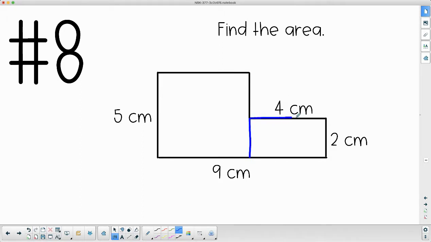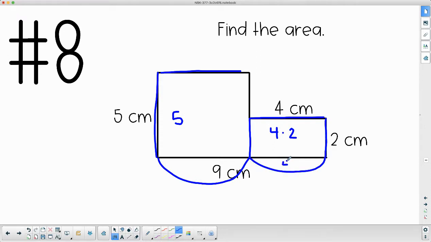So I cut it into some rectangles so I can see this side is 4. I can see this side is 2. So 4 times 2 will give us that piece. And then this one here, this part is 5. Now we need to figure out this side because this 9 is for this whole entire thing.